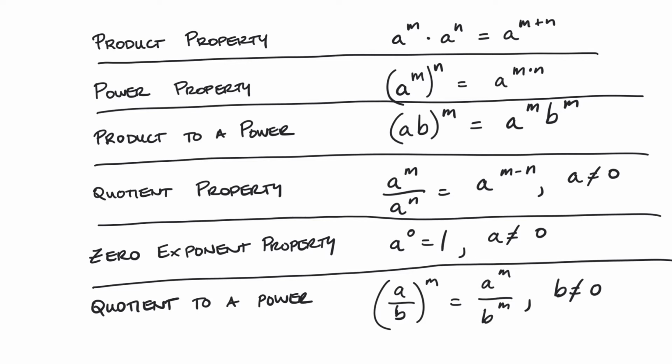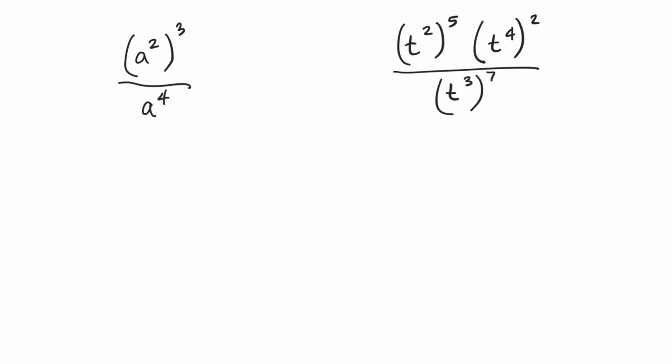Now we're going to work with a few example expressions and simplify them using a combination of one or all of these properties. All right, so we'll simplify these two expressions here. This first one, I've got a to the second raised to the third, and then that whole thing is divided by a to the fourth.